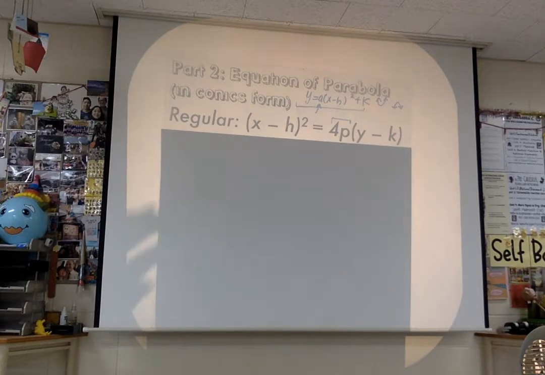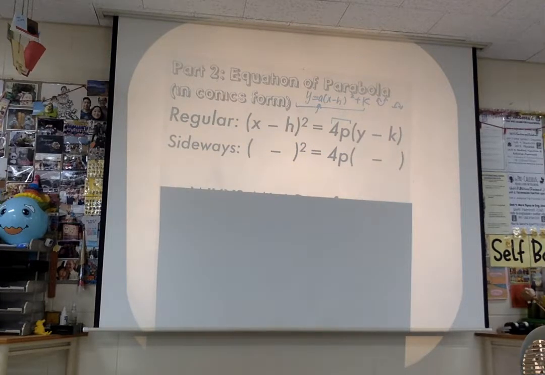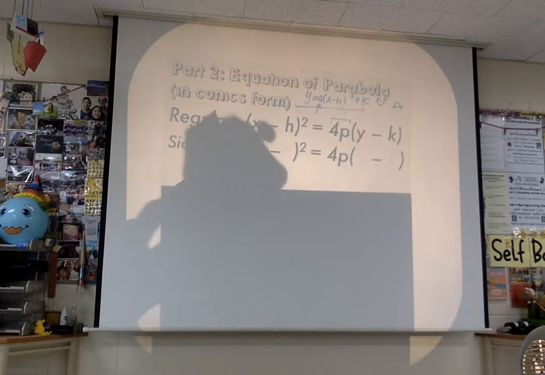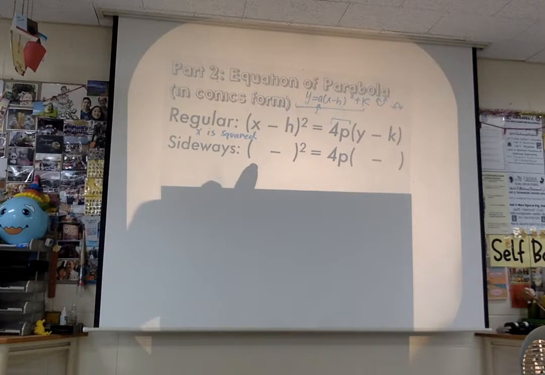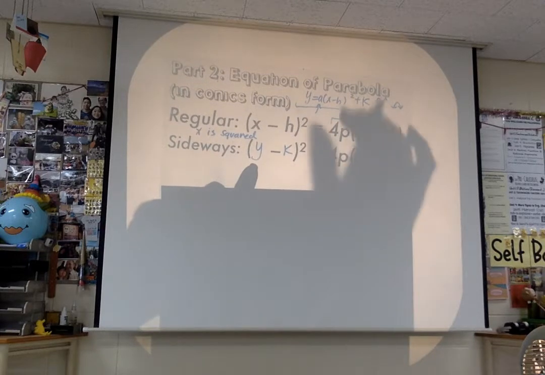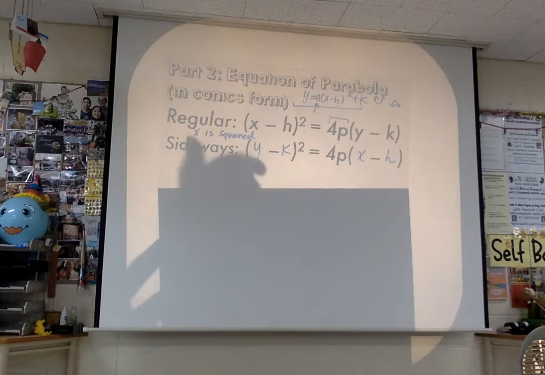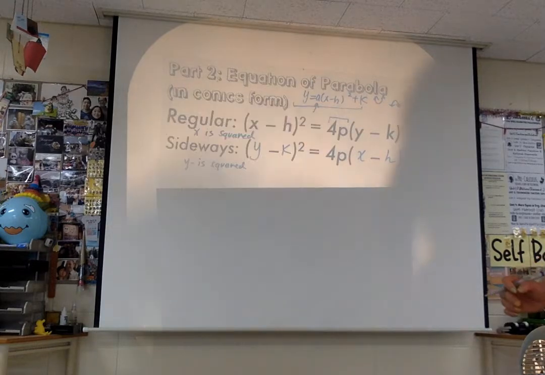Now, that's our regular. What if we have a sideways parabola? It would change a little bit. What would change though? In this case, you're right, x is squared. How about here? Yes, y minus k. And how about here? x minus h. Same, but a little different. Who's squared? y is squared. But it's not very different. Now, it's always 4p here.